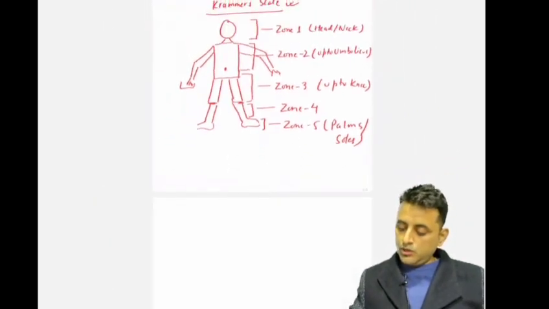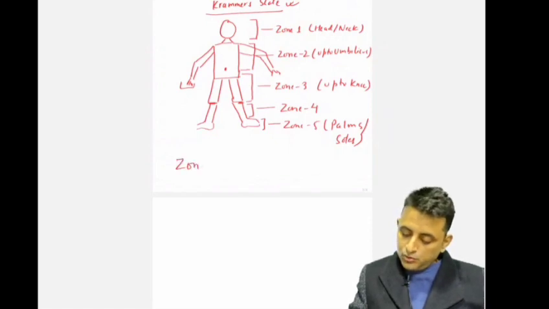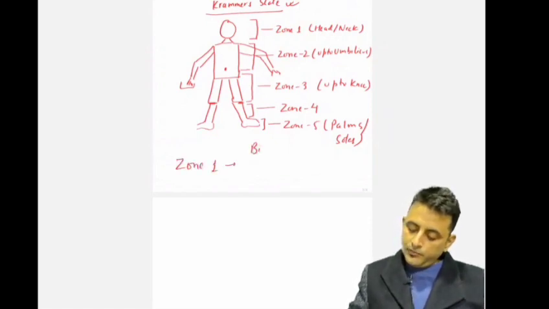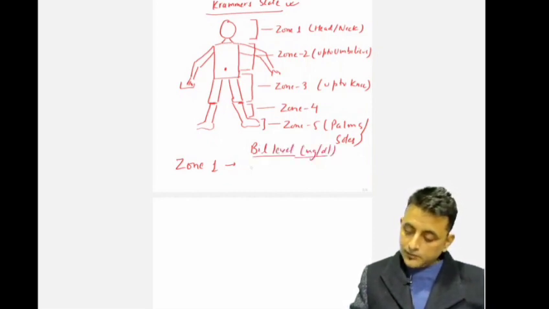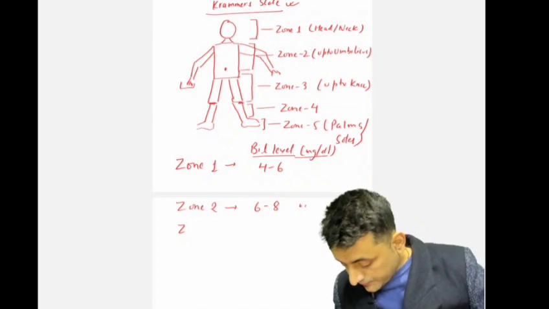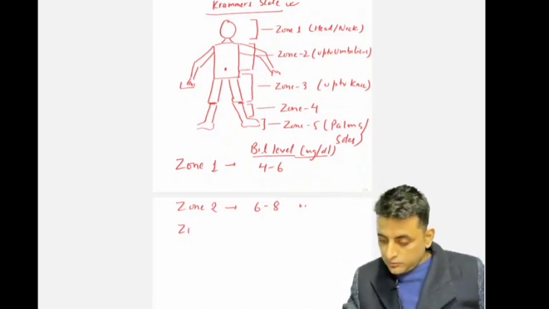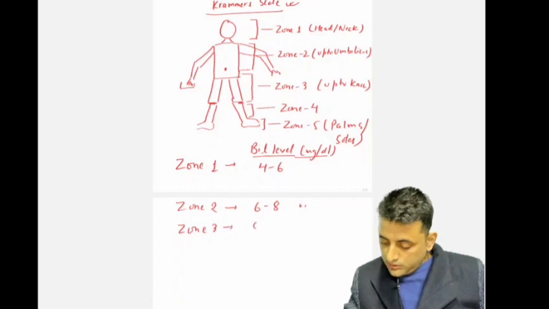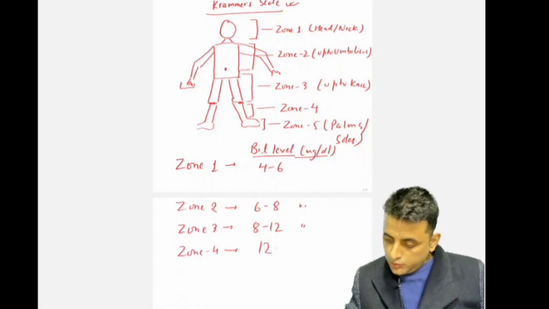Okay, so how do you grade? If it is zone 1, then the bilirubin level is 4 to 6 mg per dL. If it is zone 2, then probably it is 6 to 8 mg per dL. There might be different classifications, but this is what is followed now. So you should be knowing about this. Zone 3 is 8 to 12, okay. Zone 4 is 12 to 14, and zone 5 is more than or equal to 15, okay.